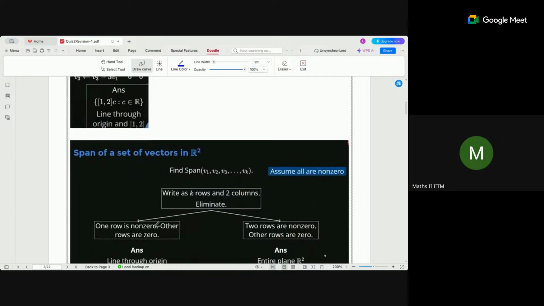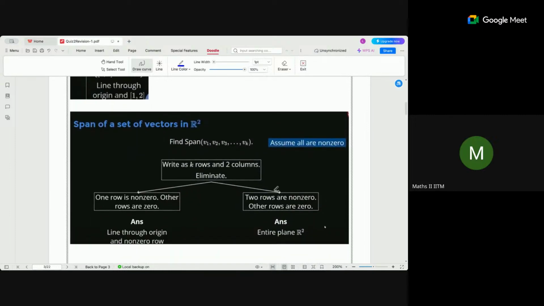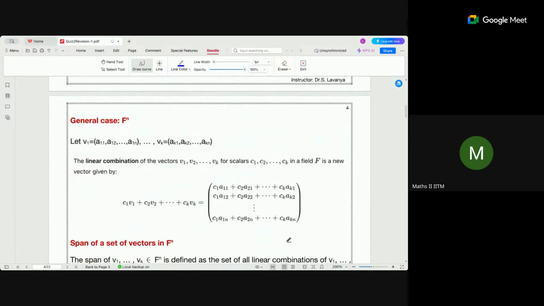Okay, fine. Now you know these are the possibilities: one non-zero row or two non-zero rows. In the one non-zero case, this is the scenario, and with two non-zero rows, you will get the entire plane in R2. Okay, fine. So what is the general case then?